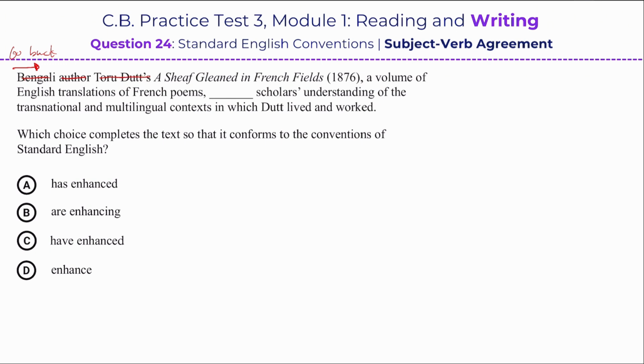So then we have our simple subject here, right? A sheaf gleaned in French fields. So that's my simple subject. And then now I notice the comma here. We talked about the non-essential information that comes right after the simple subject, right? So doing it, looking for the subject like this, where you go back to the beginning of the sentence and then you read it from the beginning, is going to be more of a consistent way for you guys to answer these questions correctly. Okay, so do that as part of your process for working through these questions.